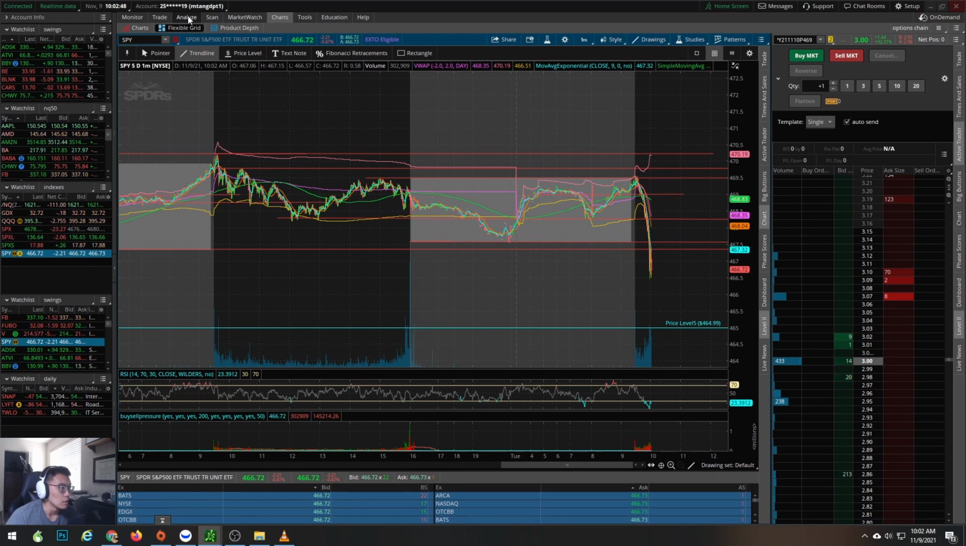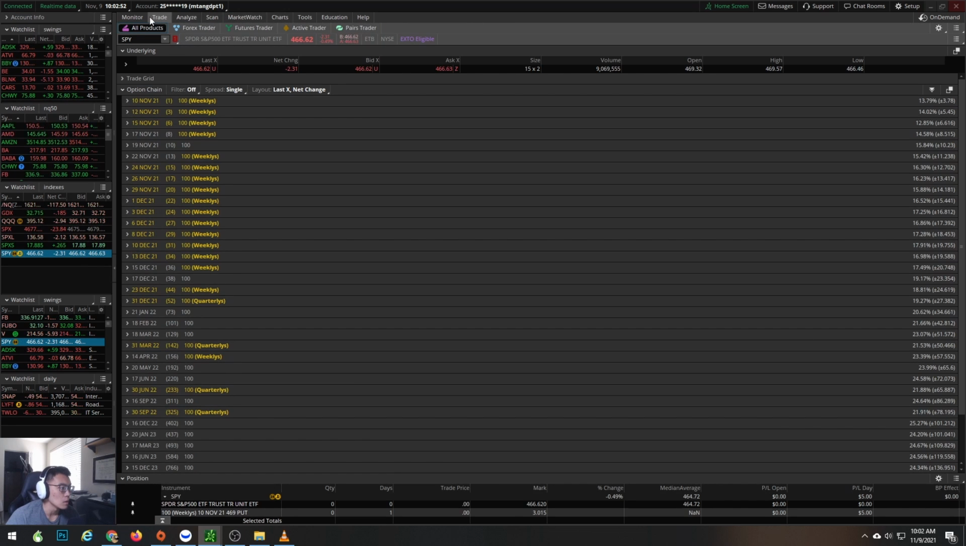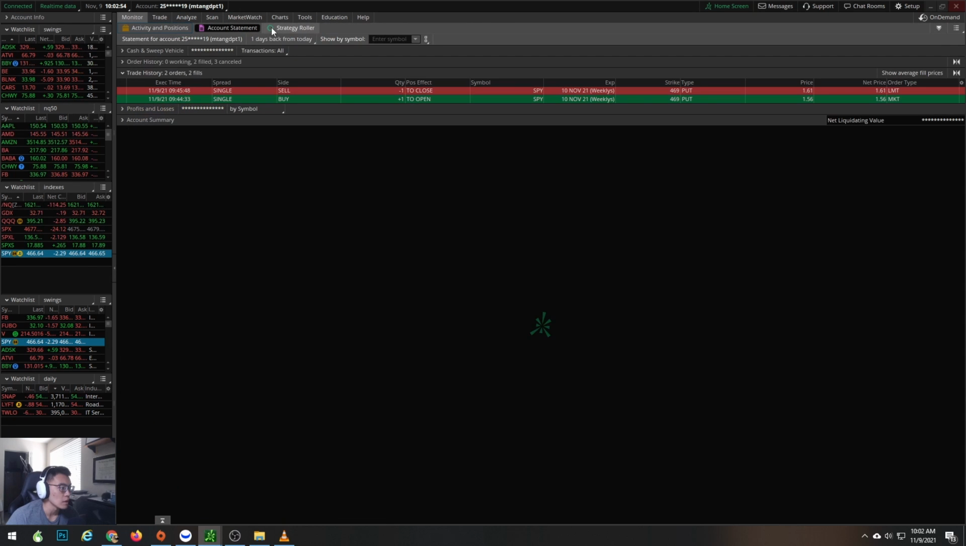So just a quick trade. Let me see, where's the information again? Right, account statement. Got in at 156, got out at 161. So it was a quick $5, nothing big, but it is green, and green is green.